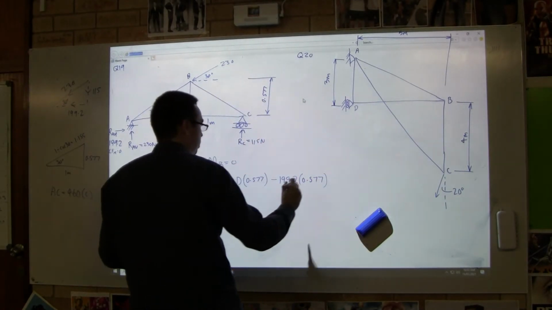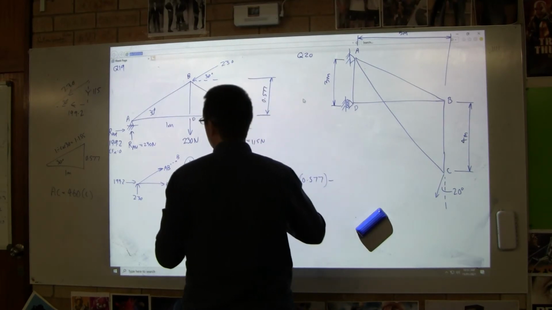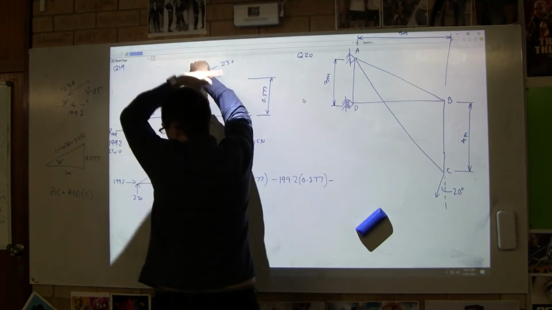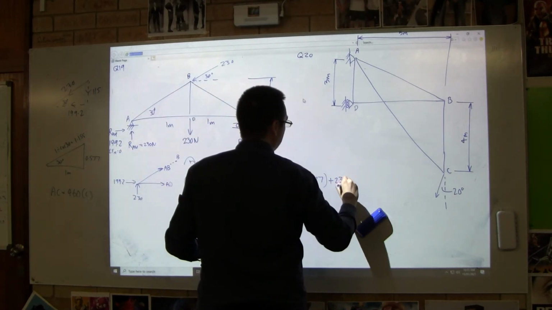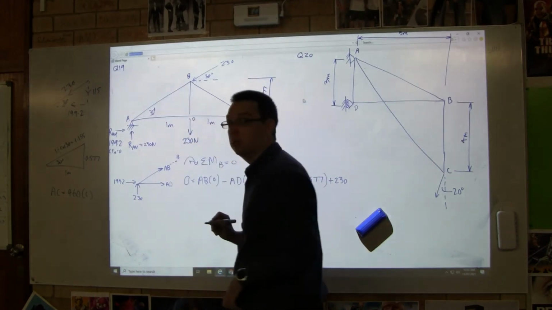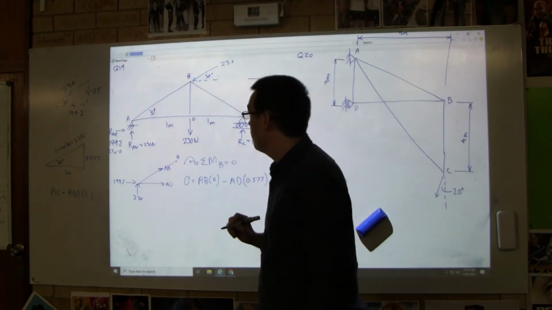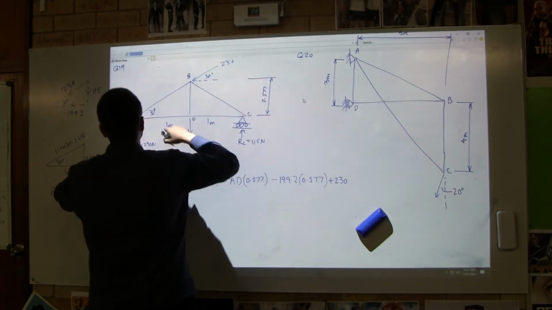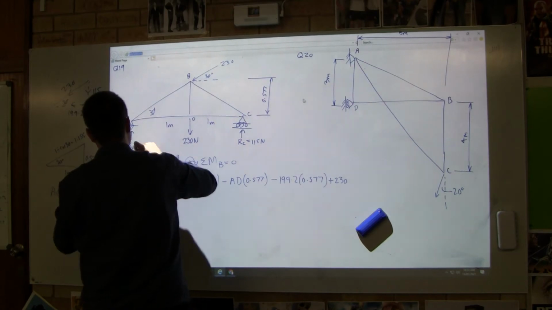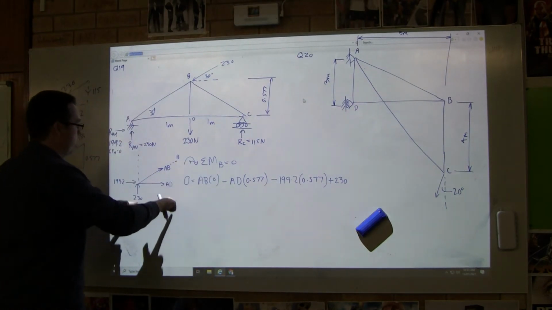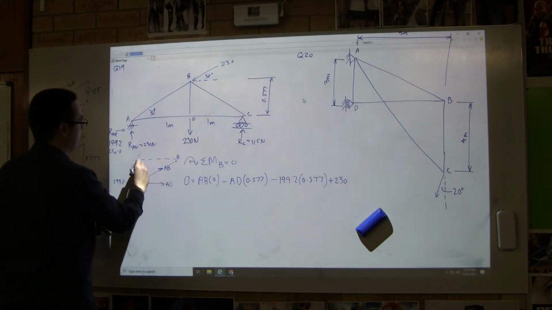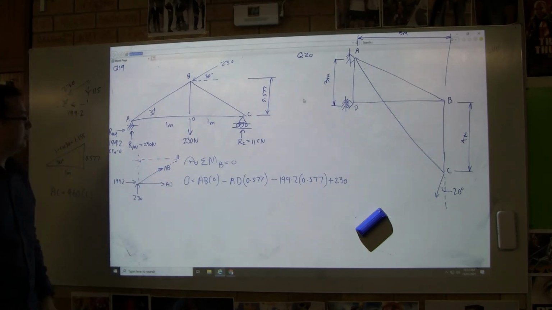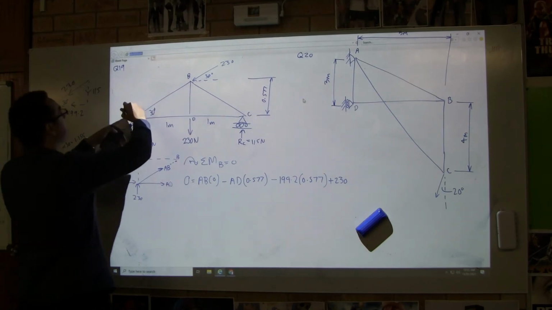Okay, and lastly we have 230. Is 230 going clockwise or anti-clockwise relative to B? Clockwise, so it's going to be plus 230. What's its distance? So if I extend this force up forever, and I run along, where is it closest? It's closest here. So its perpendicular distance is that distance. What is that distance?